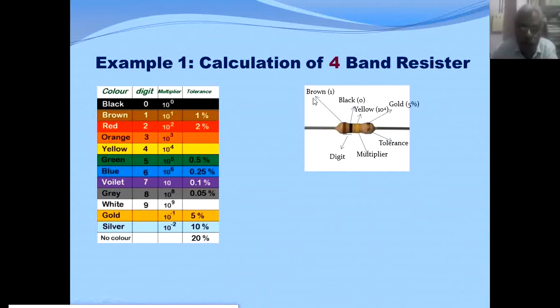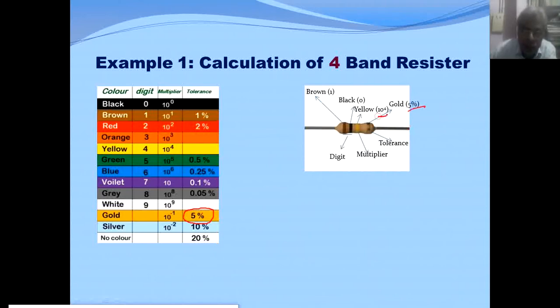The first color is brown, so the value of brown in the digit column is 1, and the second band is black, and the digit value of black is 0, and the third one is yellow, that is used for the multiplier. So in the multiplier column it has 10 to the power 4, and the last band is the gold band, and it shows the tolerance of the resistor, and the value of this gold is given in this table, 5%. This 5% is used here.